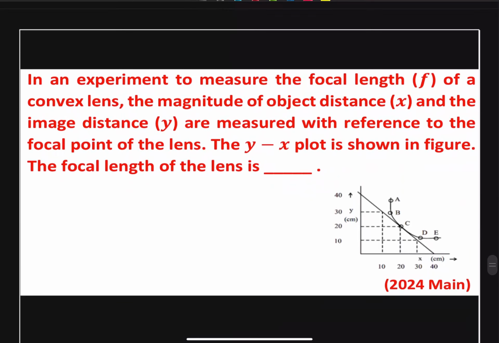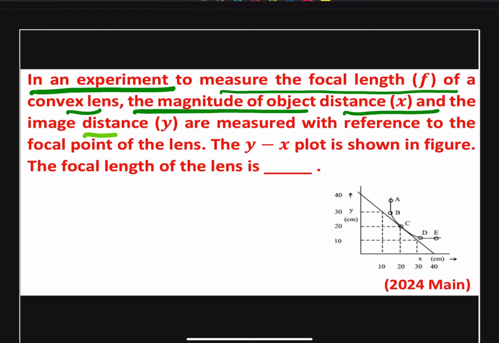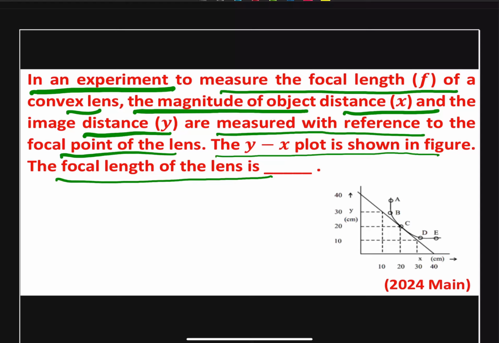So in this question, it is said that in an experiment to measure the focal length F of a convex lens, the magnitude of object distance x and the image distance y are measured with reference to the focal point of the lens. The y-x plot is shown in the figure. The focal length of lens is? So we are given this particular graph, and herein the important part is that the distance is measured with respect to the focal point, not with respect to the pole. So the actual distance of the image and the object is going to be now with respect to the focus.